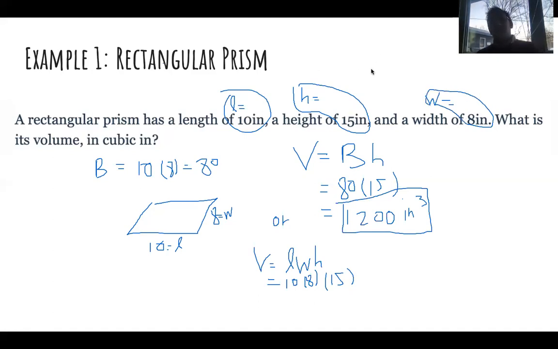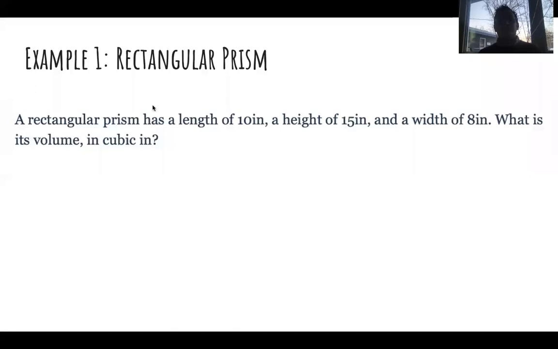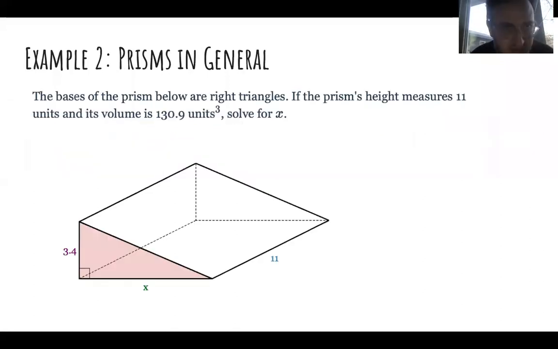All right, example 2 is going to be a reverse computation. In this one, the bases of a prism are right triangles, and I took a picture of the base being shaded. Now this is on its side, so that's an important note. This is on its side. So H is going to be 11. And we have a picture provided here for you.